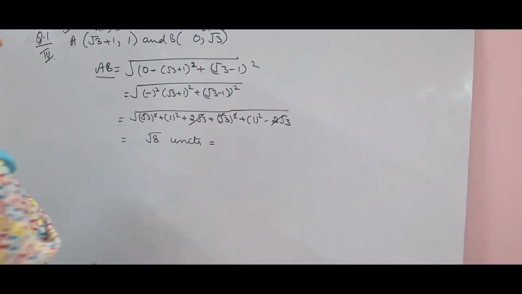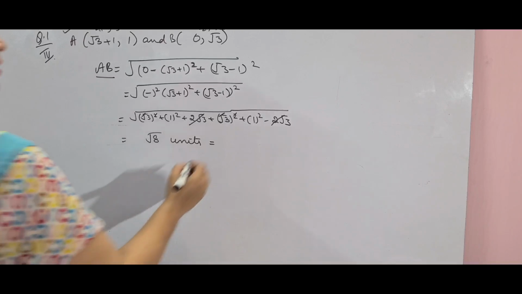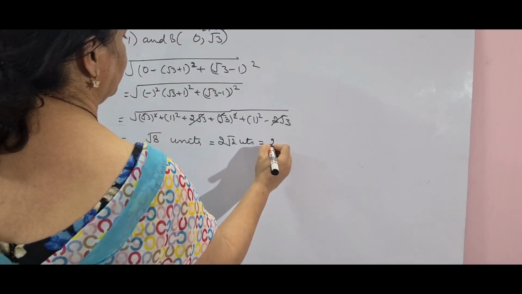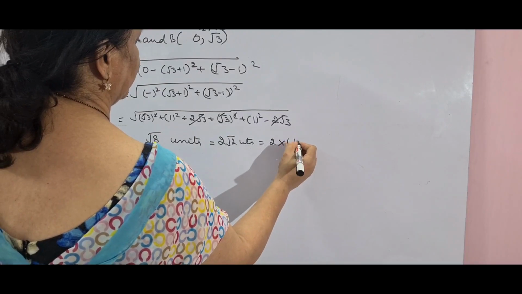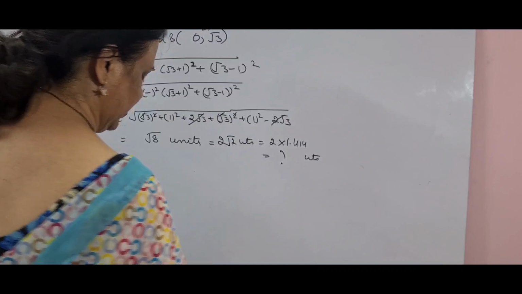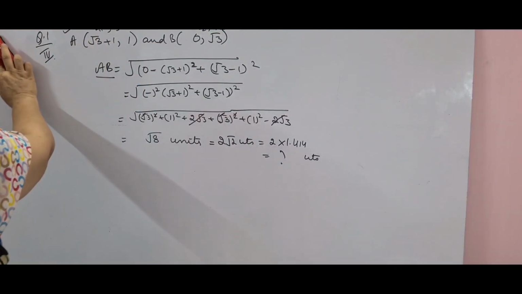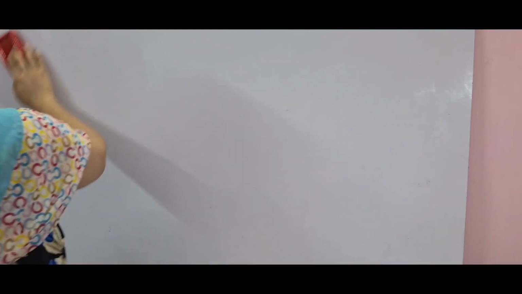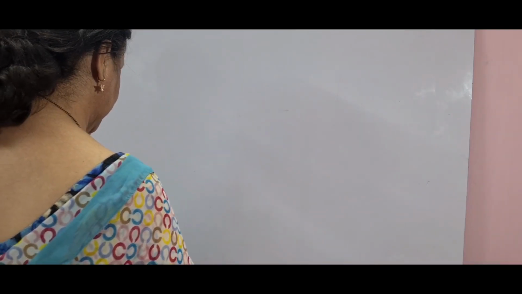That is why I told you to write the unit, because it denotes distance. You can write it like this also, 2 root 2 units, or if you want to go into more detail, you can write 2 into 1.414, and that is your answer. This is how you do it, very simple. And this is what we are going to follow throughout the exercise, all the questions. There is a little difference which I will tell you along with the question as I read it.